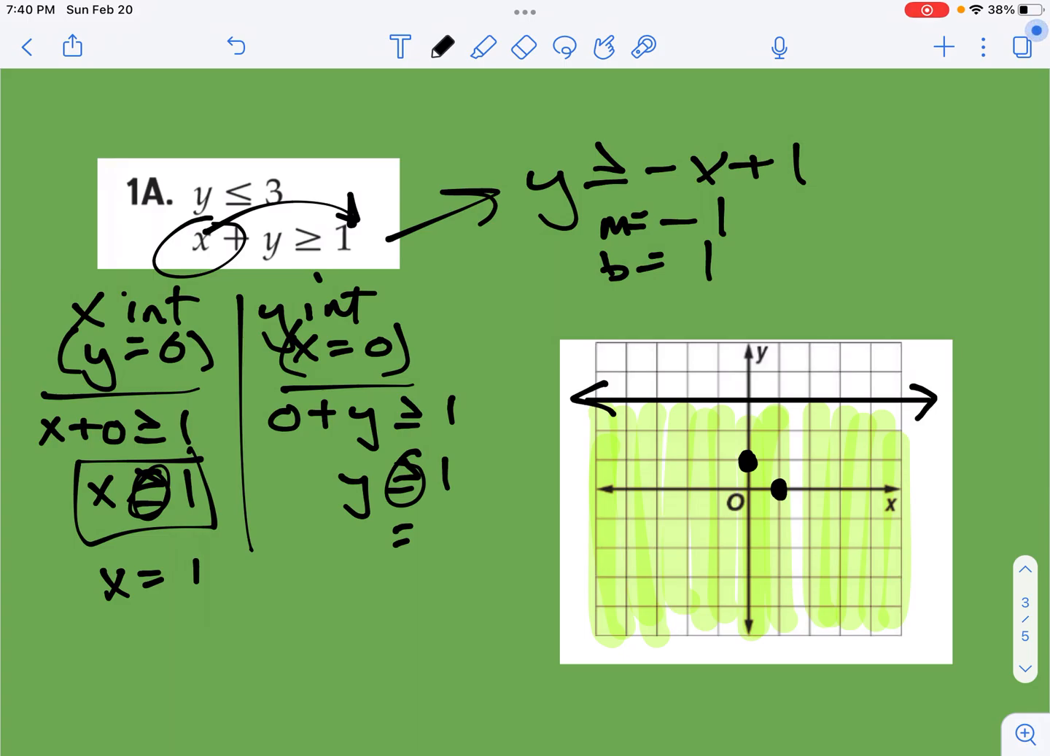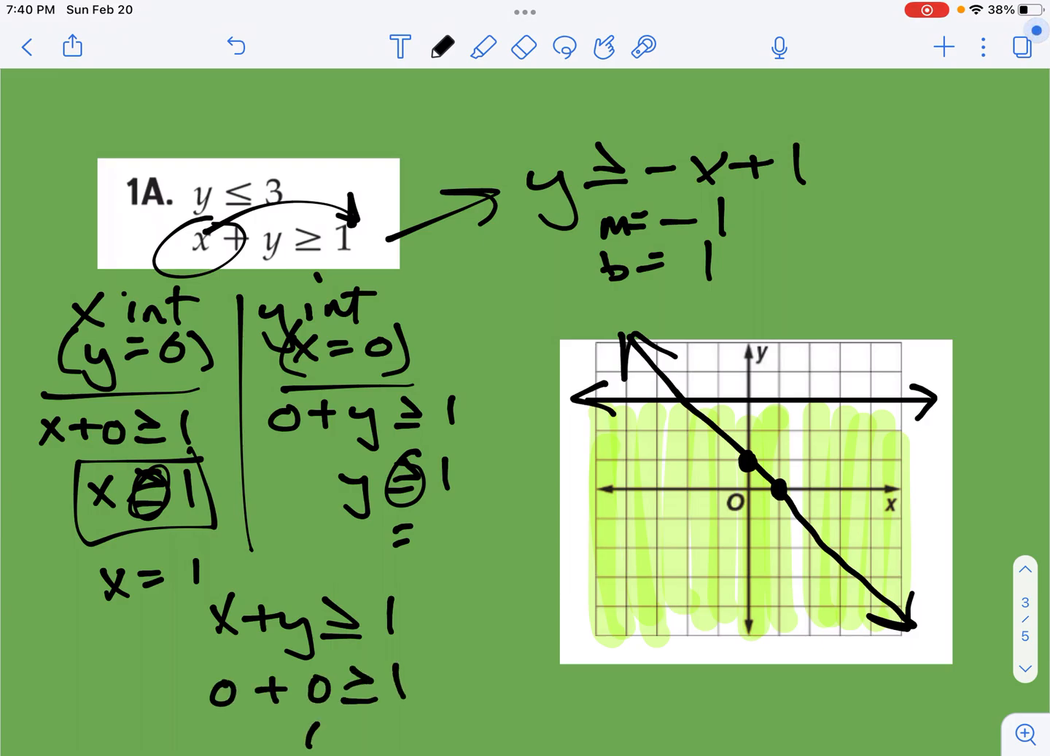So we're going to draw a solid line here, and that's kind of close. It's not perfect, but it's pretty close. I'm not trying to be an artist here. Now, when I graph this, let's put 0, 0 in and see what we get. If I put 0, 0 in x plus y is greater than or equal to 1, I get 0 plus 0 greater than or equal to 1. So I get 0 is greater than or equal to 1, which I know to be a false statement. So because it's a false statement, I'm going to shade the other side of it.